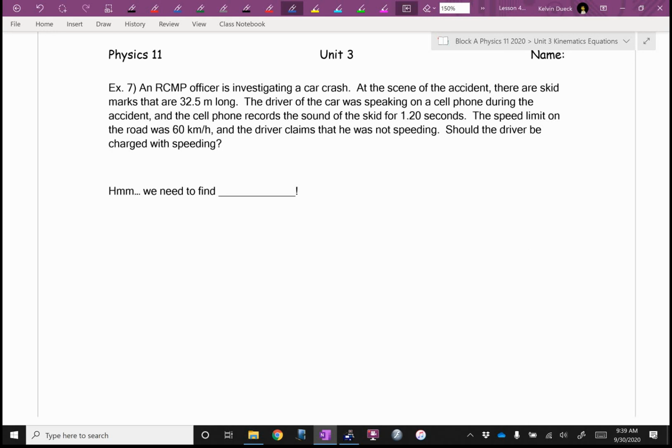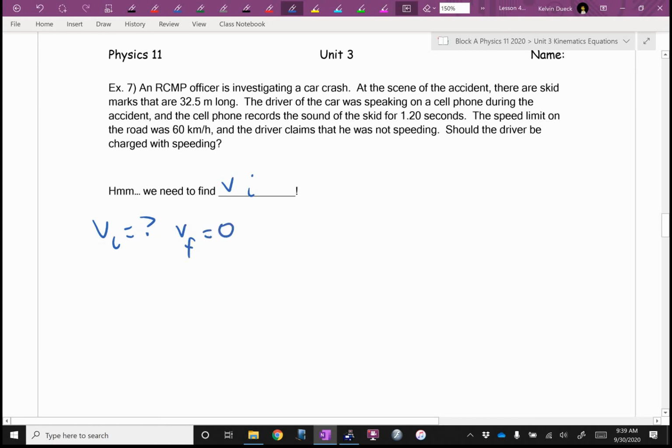We need to find what? VI or VF? What's VF in any car accident ever? I will not tell you that again. We will assume that in any car accident ever, the final velocity is 0. There's no car accident that's just still skidding on forever, okay? So is that fair enough? So this wants us to find VI. So let's write down VI equals question mark. And VF equals 0.